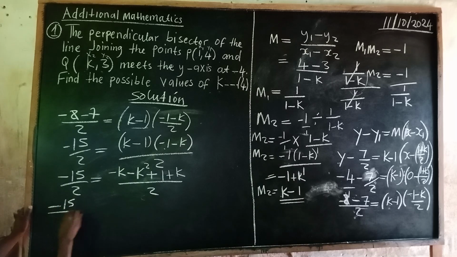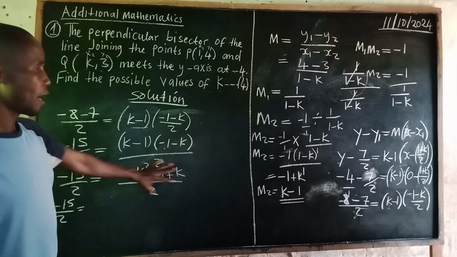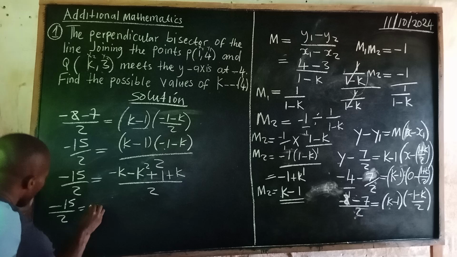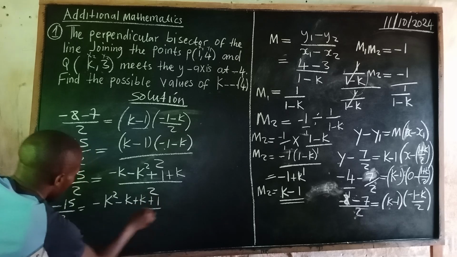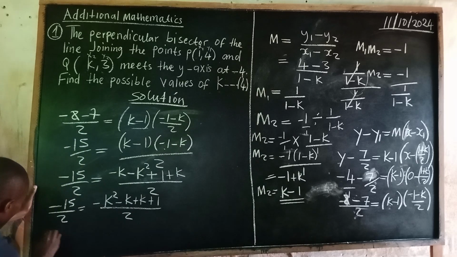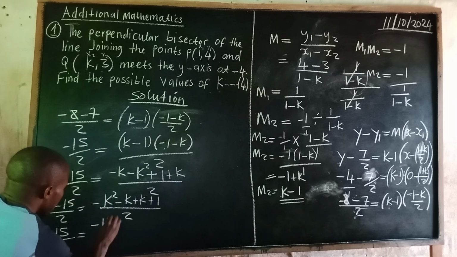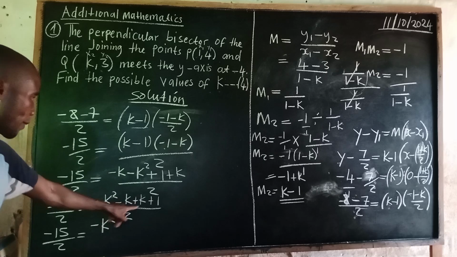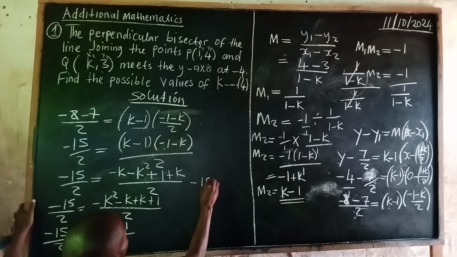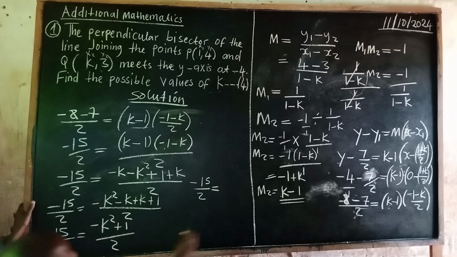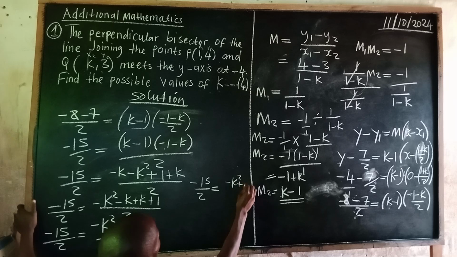Remember, here we have 15 over 2 equals, then when we simplify this, we are going to collect the like terms. Remember, this is negative k, this is positive k, so these are already gone because they subtract each other. So let me start with negative k squared, then minus k, then plus k, then plus 1. Here, negative 15 over 2 equals negative k squared. Negative k plus k is 0. So plus 1 over 2. So here we have negative 15 over 2 equals negative k squared plus 1 over 2.